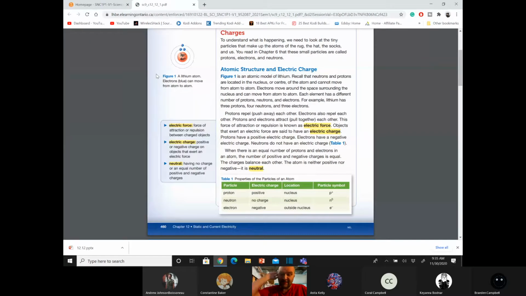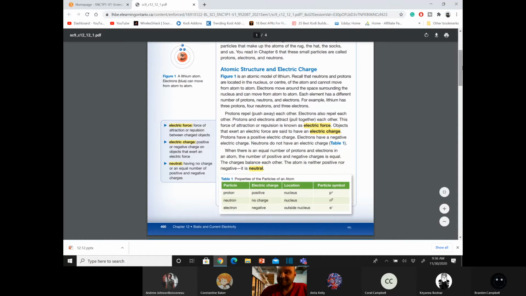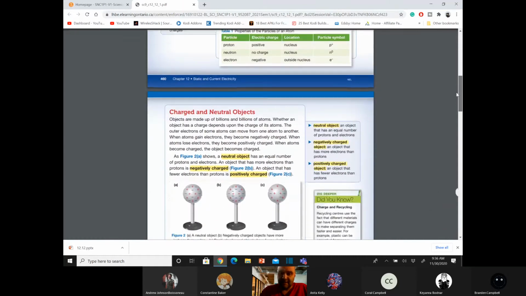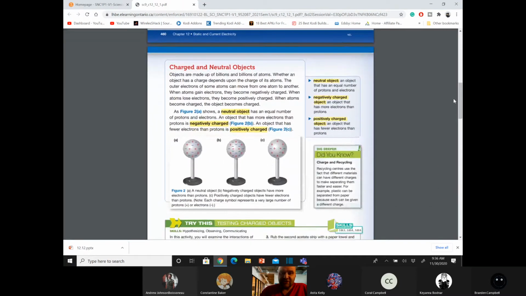Table 1. We've seen table 1 before. Okay, so here's an important point. When there is an equal number of protons and electrons in an atom, the number of positive and negative charges is equal. The charges balance each other out. The atom is neither positive nor negative. It is neutral. All right, charged and neutral.